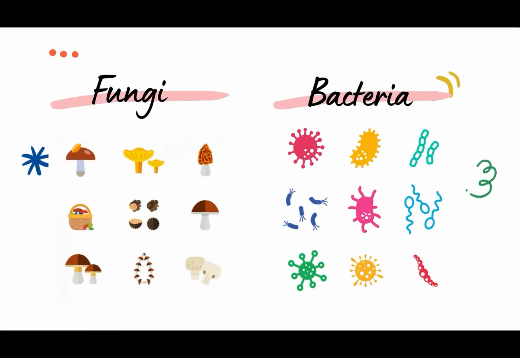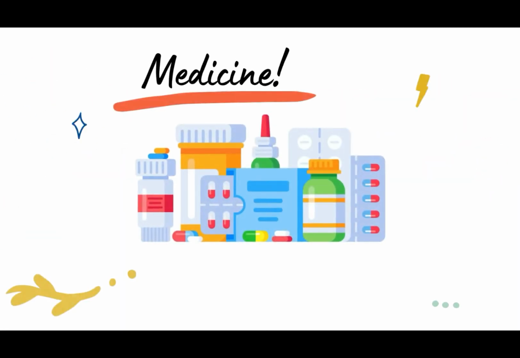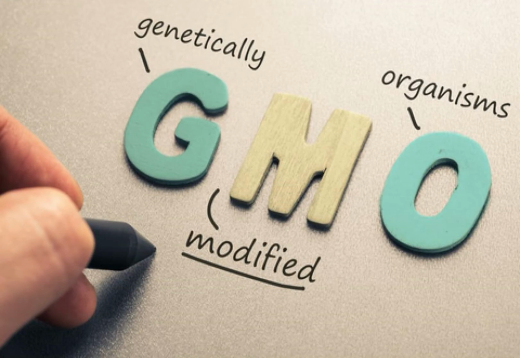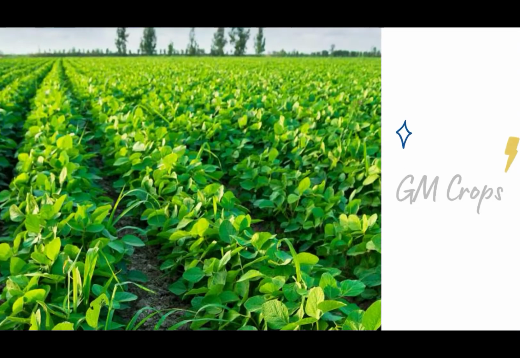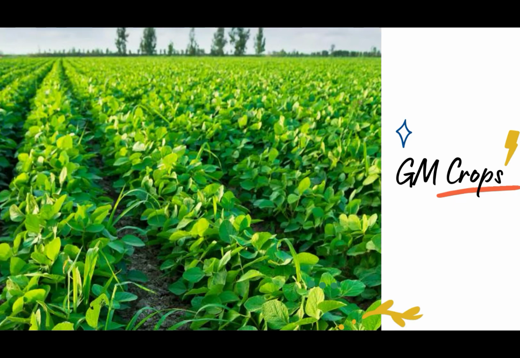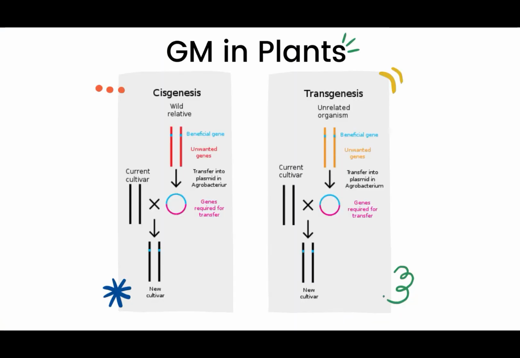For instance, this technique has been used to develop fungi and bacteria that produce medicine. Genetically modified organisms, GMOs, are organisms that have undergone this technique. Genetically modified foods, GM foods, are foods that are made with or from genetically modified organisms. Genetically modified crops, GM crops, are plants used in agriculture. In plants, genetic modification is distinguished into cisgenesis and transgenesis.